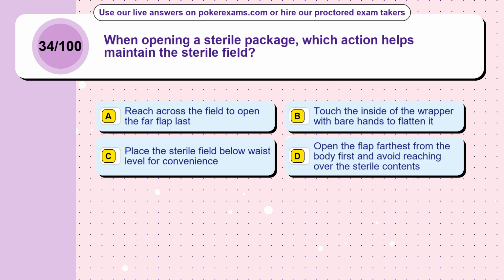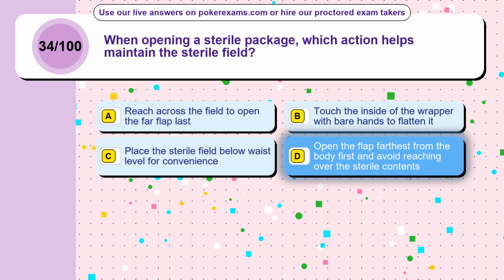Question 34. When opening a sterile package, which action helps maintain the sterile field? Option A. Reach across the field to open the far flap last. Option B. Touch the inside of the wrapper with bare hands to flatten it. Option C. Place the sterile field below waist level for convenience. Option D. Open the flap farthest from the body first and avoid reaching over the sterile contents. The correct answer is option D.